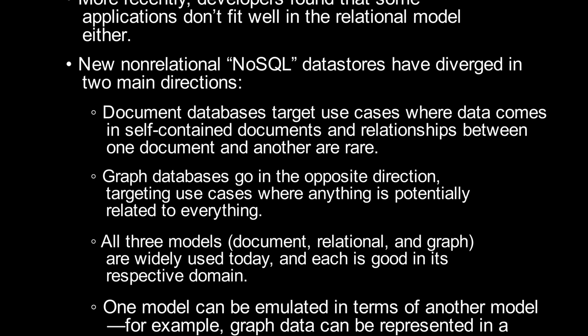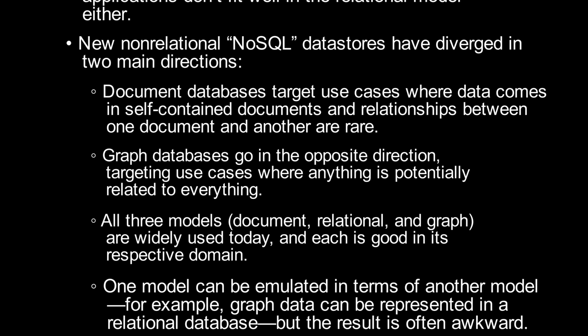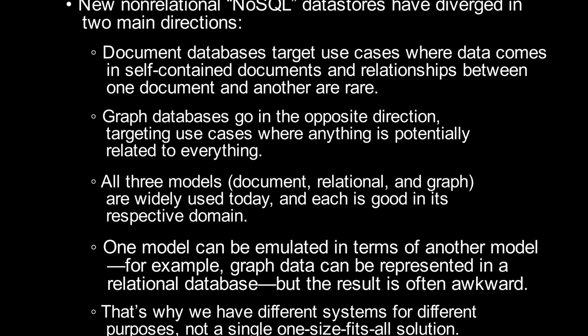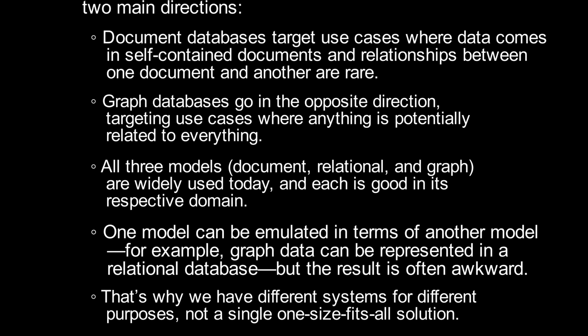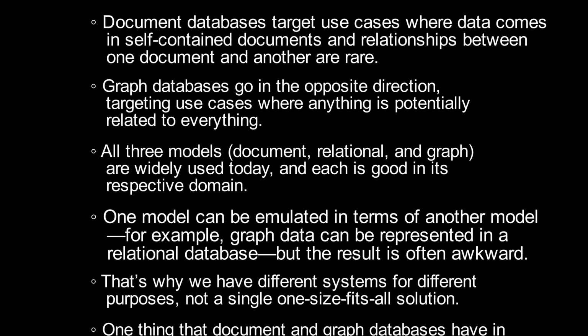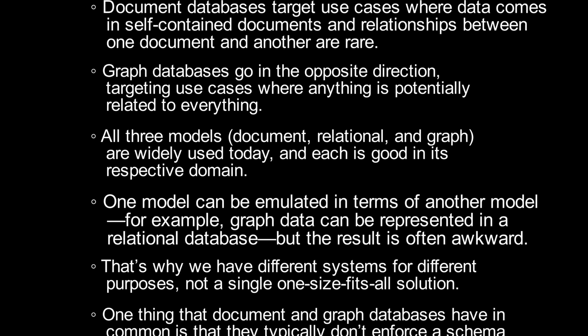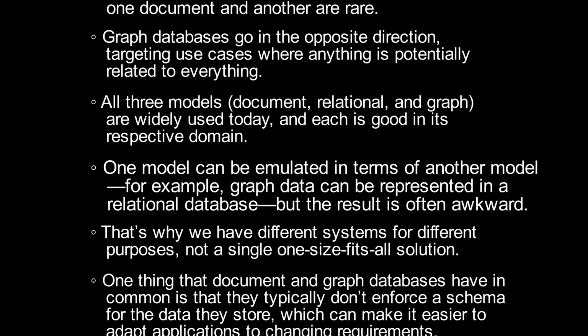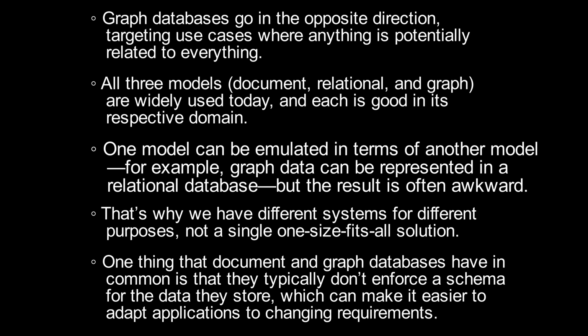All three models, document, relational, and graph, are widely used today, and each is good in its respective domain. One model can be emulated in terms of another model. For example, graph data can be represented in a relational database, but the result is often awkward. That's why we have different systems for different purposes, not a single one-size-fits-all solution.